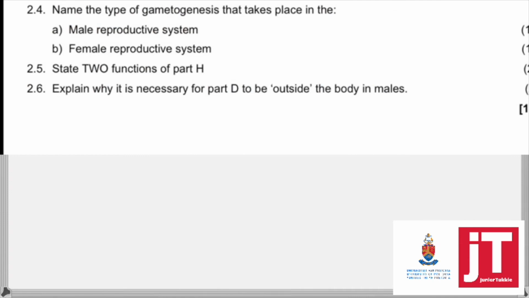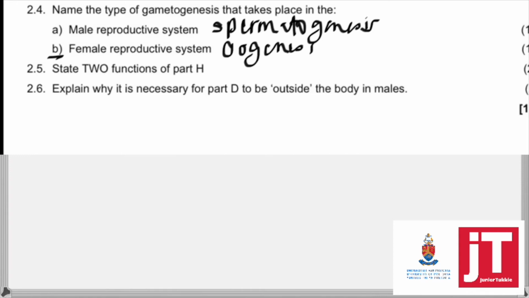Then they ask you, name the type of gametogenesis that takes place in the male reproductive system. So with the male reproductive system, that will be called spermatogenesis. In the female, well, that we know, it's just content, oogenesis.